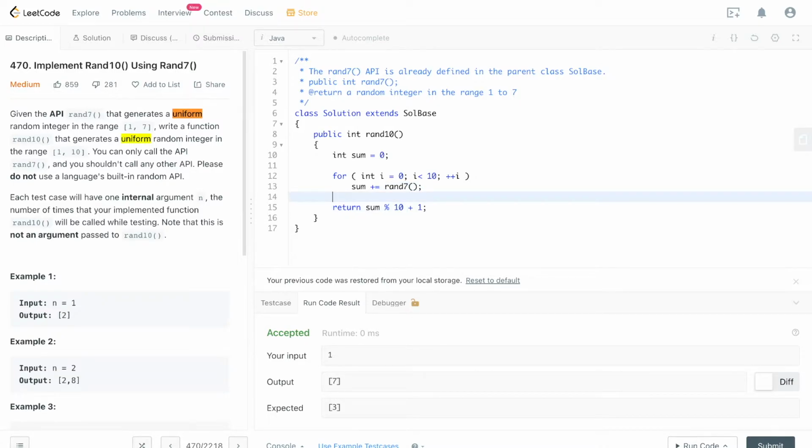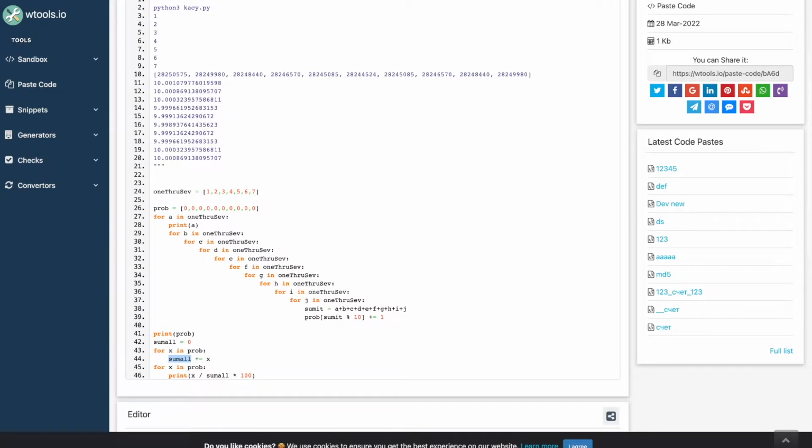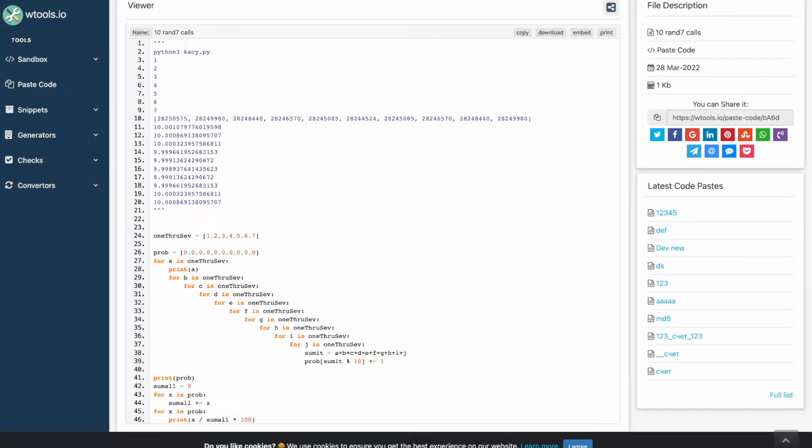Just to prove it, one of my friends in a meetup group wrote out some code where he wanted to see what all the possibilities were, and he checked what the percentage of each digit occurring was. If it was uniform, these should all be exactly 10%. But they're 10.001%, 9.99%. So it's very, very close to being uniform. I would say it's pseudo-uniform.